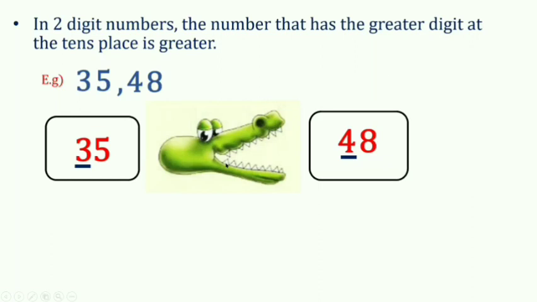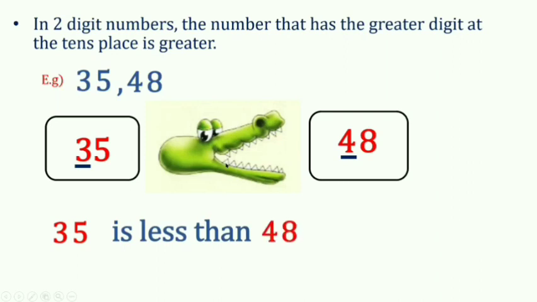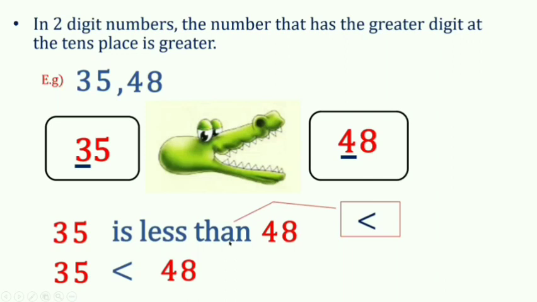And it is read as 35 is less than 48. This symbol is used to show 35 is less than 48. Children, here you can see the pointed side of the symbol is towards the smaller number, that is 35. Now let's see the next rule.